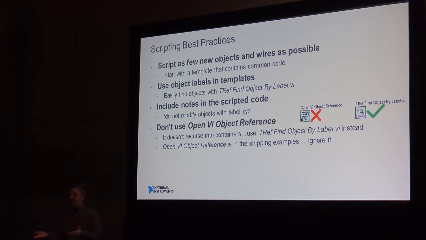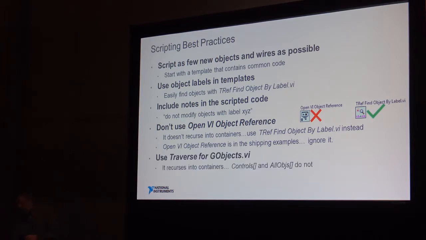It's because it's sitting in a nested diagram. Well, that's worthless. You've got stuff sitting in nested diagrams all the time. Use TREF-FindObjectByLabel. That's going to look through all the nested stuff and give you the object that has the label that matches. Darren, question? Can you use the TREF-FindObjectByLabel in the runtime, or is it only in development?